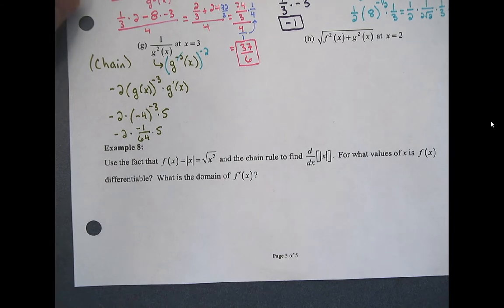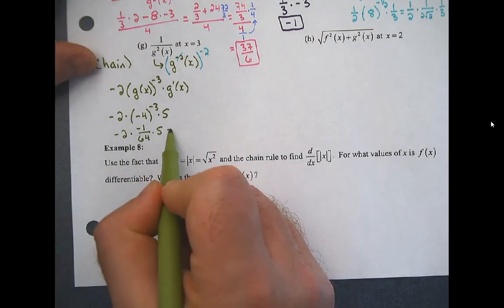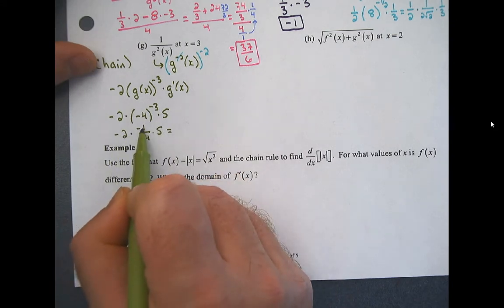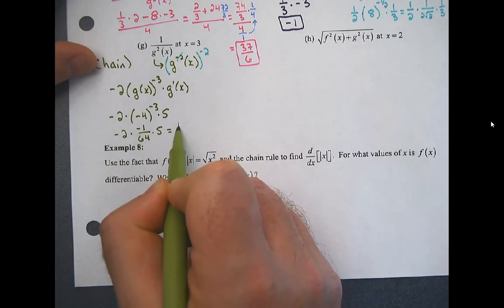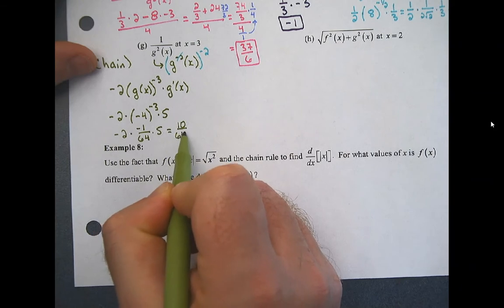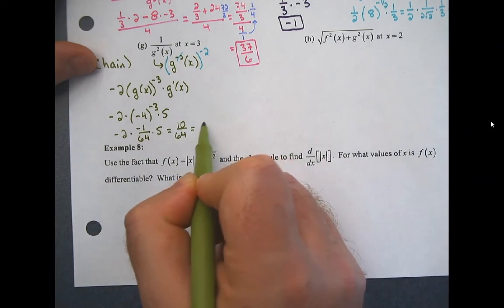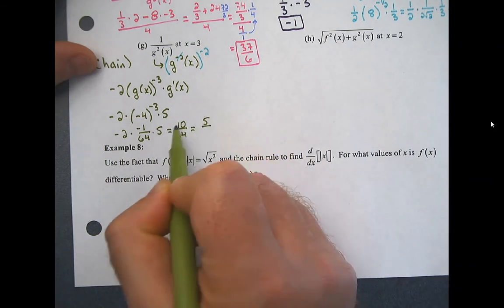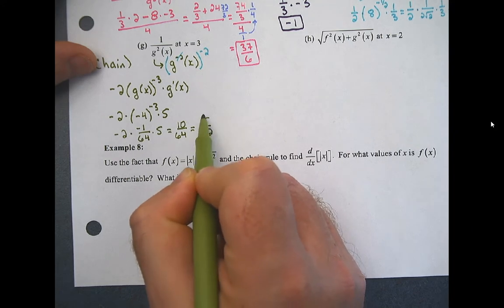Now I can multiply all this stuff together. Negative 2 times negative 1 is 2 times 5 is 10 over 64. Those are both divisible by 2. 2 goes into there 5 times. 2 goes into here 32 times.